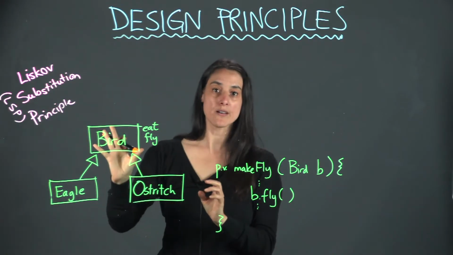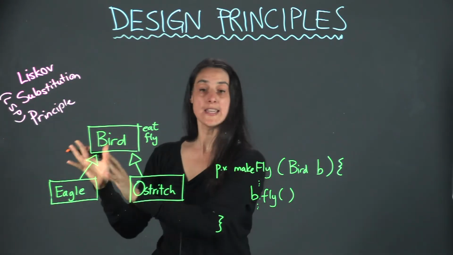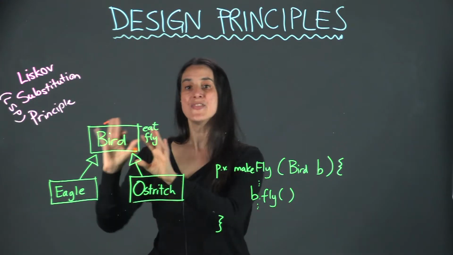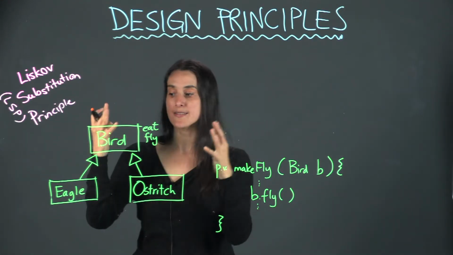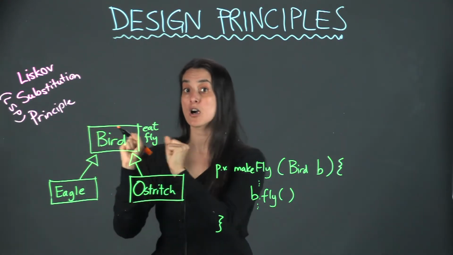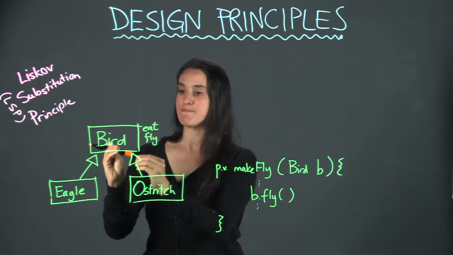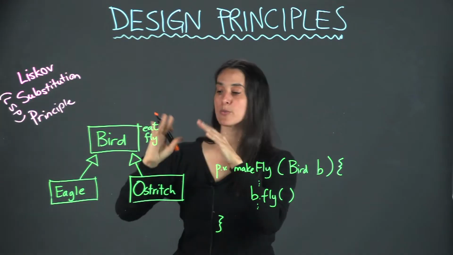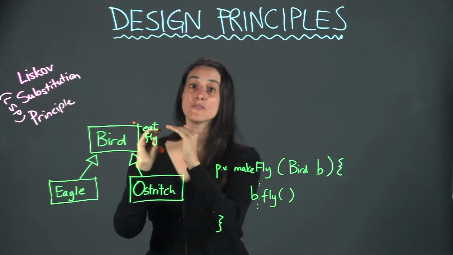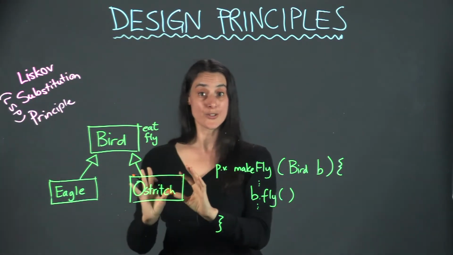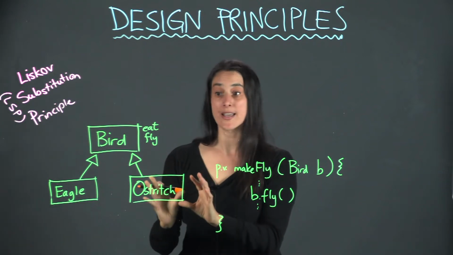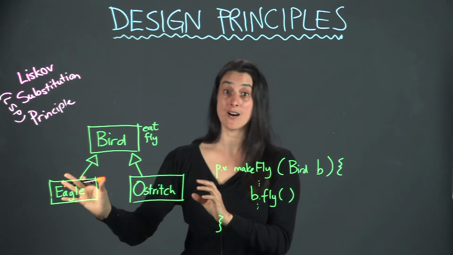So we have a bird, and then we have kinds of birds. We have an eagle and we have an ostrich. And this all makes sense because in our minds, both an eagle and an ostrich are birds. But let's think about how we've defined a bird to be. A bird can eat and lay eggs or whatever, and a bird can also fly. Now, an ostrich cannot actually fly. An eagle can, so that's awesome.